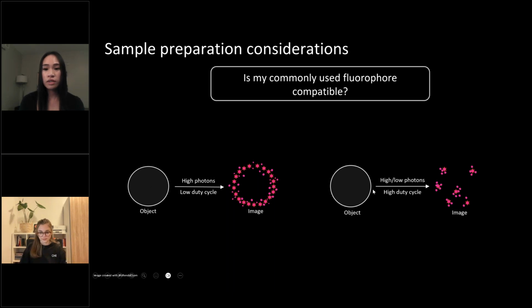But over here in this example, we have an object, and maybe we used a fluorophore like GFP. And so now we have low photons and a high duty sample. That means maybe this fluorophore didn't blink enough times, and so we couldn't capture all of those localization events. That's why it's really important to choose a fluorophore that's compatible.